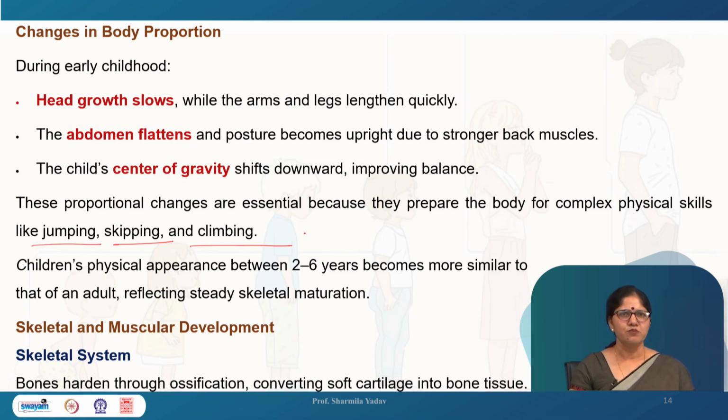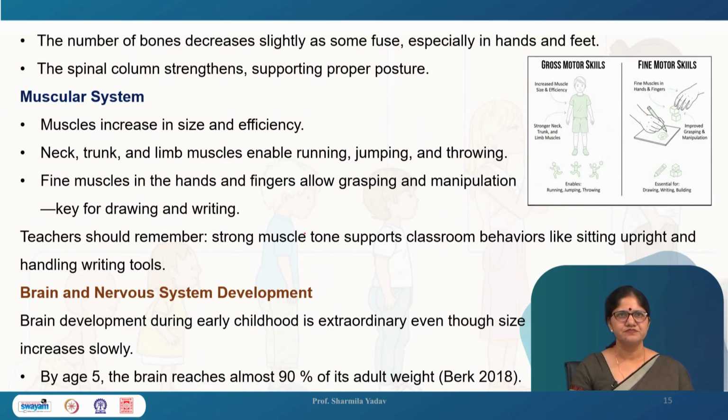Skeletal system. Bones harden through ossification, converting soft cartilage into bone tissues. The number of bones decreases slightly as some of them fuse, especially in hands and feet. The spinal column strengthens, supporting proper posture. Muscular system. Muscles increase in size and efficiency. Neck, trunk and limb muscles enable running, jumping and throwing.